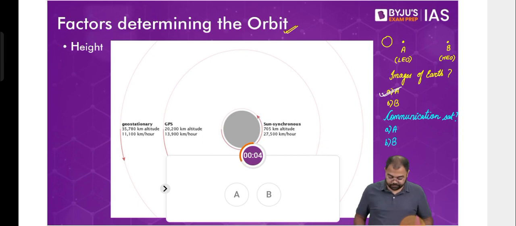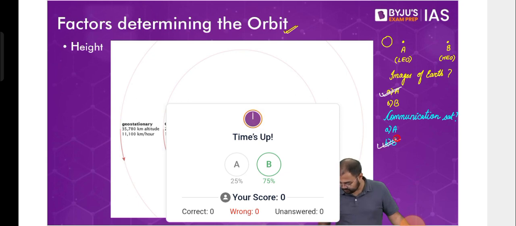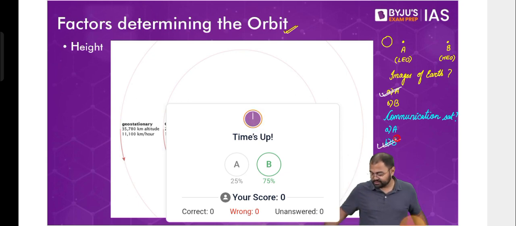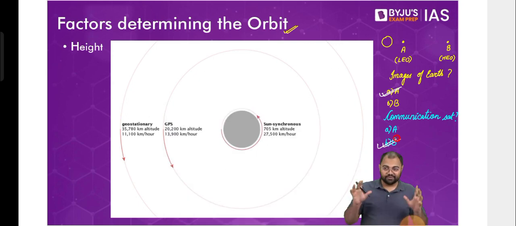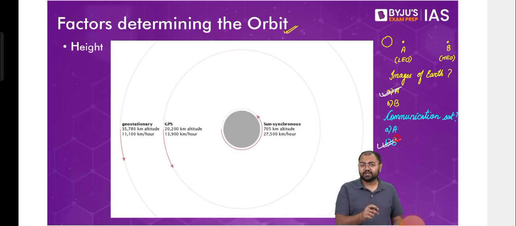Wonderful. So 76% of you feel that it should be B, and 24% of you feel that it is A. The answer here is B. And yes, as many of you have written, B covers a wider range. In communication, more important for you is the range. More important is how much area you can cover while communicating, so that you can provide better communication.